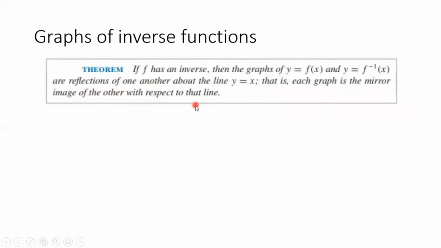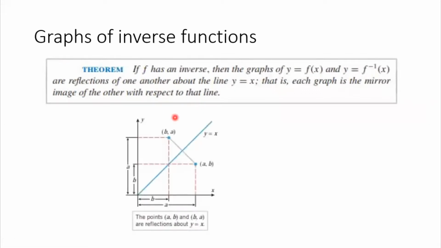To understand more on the theorem, we have here an illustration. We have an xy plane, and we also have y is equal to x. The theorem states that the graphs of y is equal to f of x and y is equal to f inverse of x are reflections of one another about the line y is equal to x. Suppose we have a point (a, b). This point lies on the graph of y is equal to f of x.